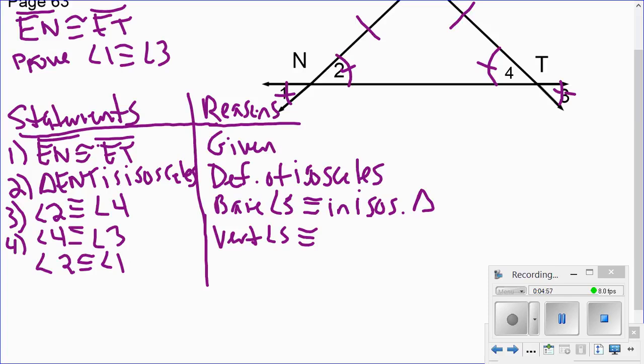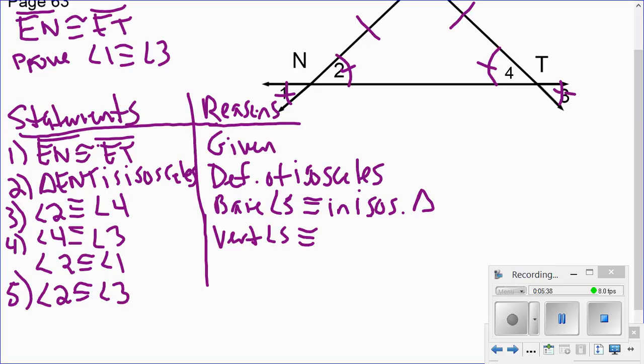Okay, so now let's think mathematically, or logically speaking, why those four angles are congruent to one another. So we have angle 2 congruent to angle 4, and we have 4 congruent to 3. Well, if I do a little substitution here, if 2 is congruent to 4 and 4 is congruent to 3, basically I just substitute 2 in for 4, and that leads me to say that angle 2 and angle 3 are congruent. So angle 2 is congruent to angle 3.